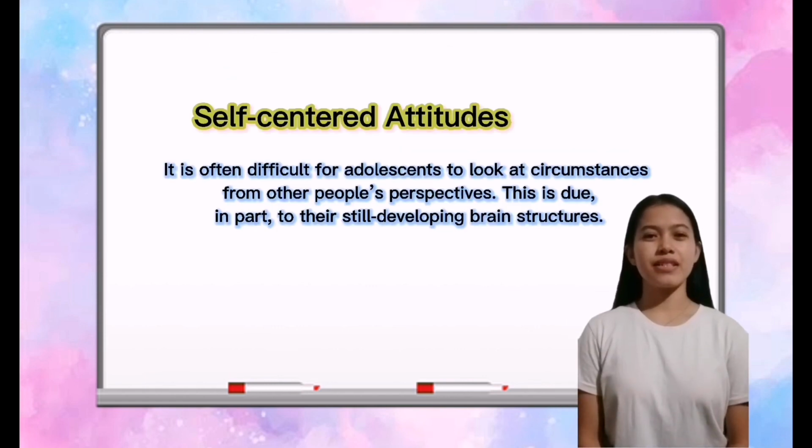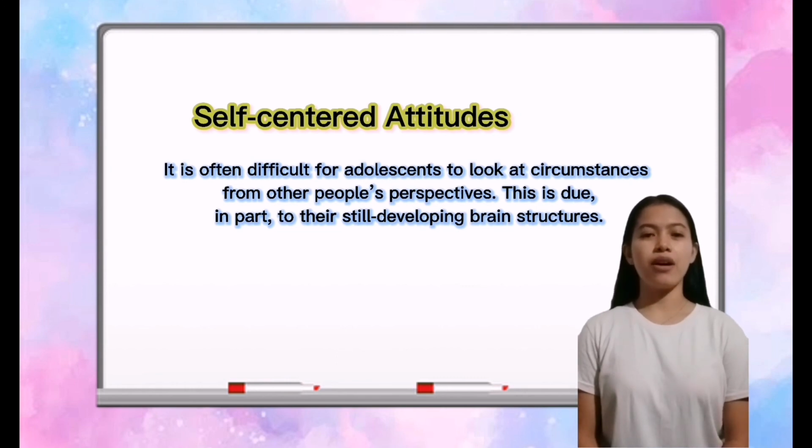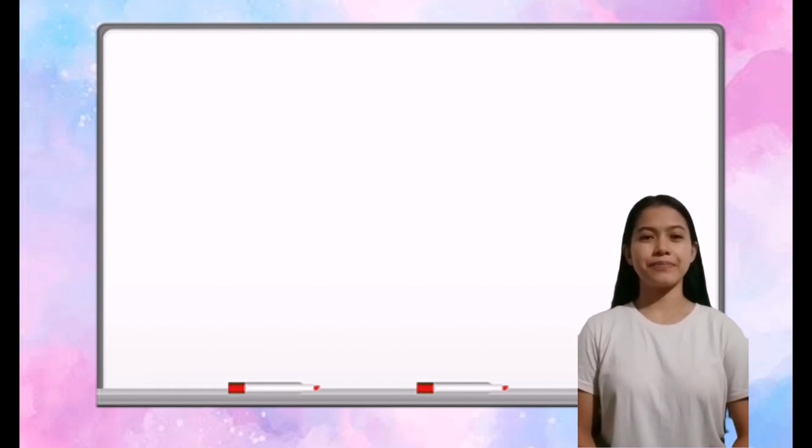Self-centered attitudes. It is often difficult for adolescents to look at circumstances from other people's perspectives. It is due in part to their still-developing brain structures. Thus, adolescents might come off as self-centered and focus on their own needs without considering how those needs affect others.